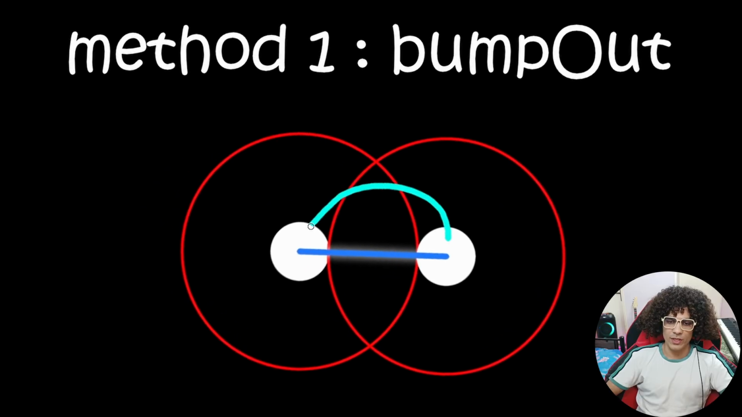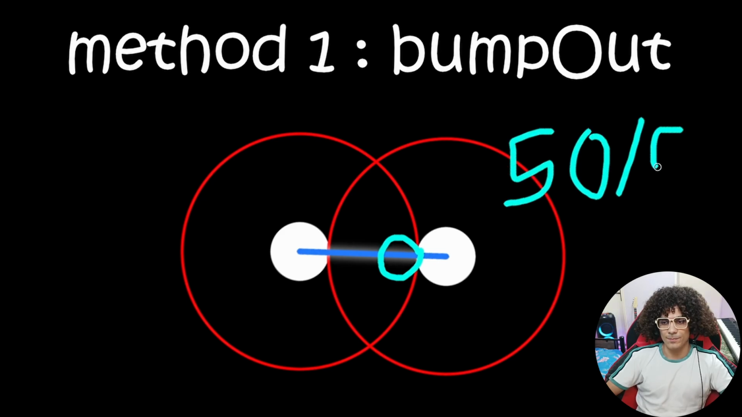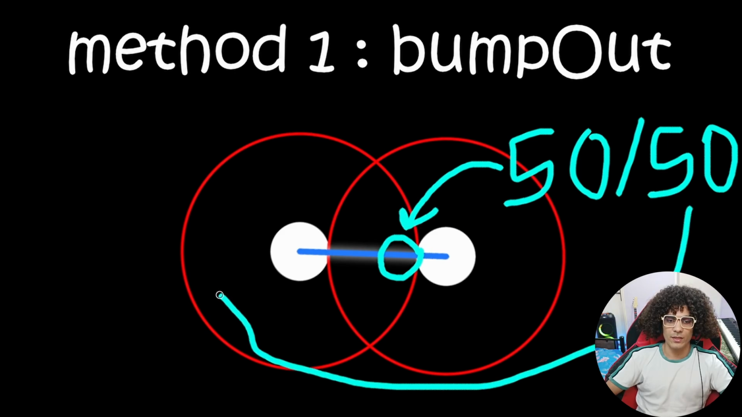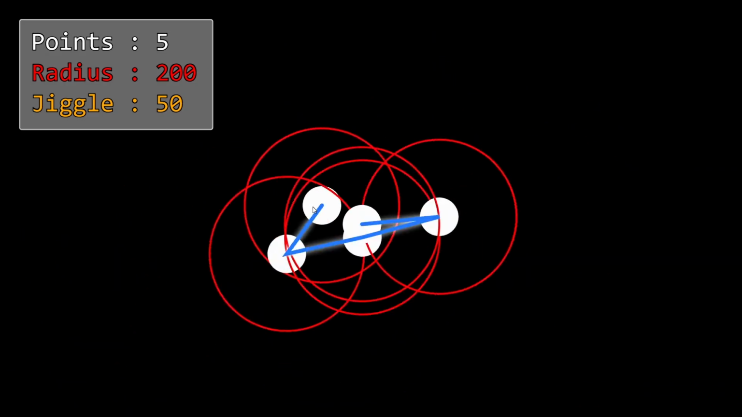Let's say this point is chasing this one, and when it gets more than the normal distance, it should get to the closest path inside the circle. But I want to change that with a 50-50% chance. 50% chance it goes here, and 50% chance it goes all the way to the other side of the circle. And here's how the bump out method look like.